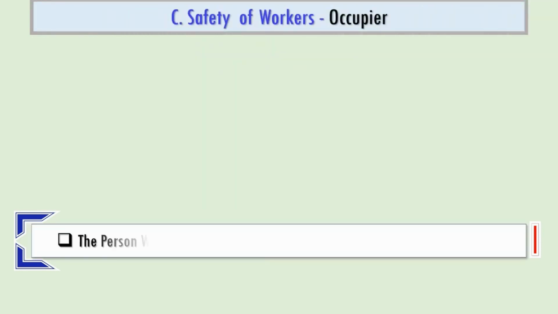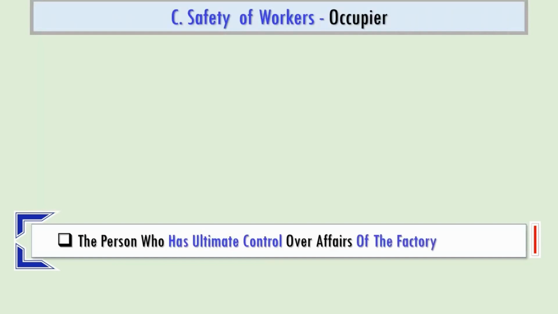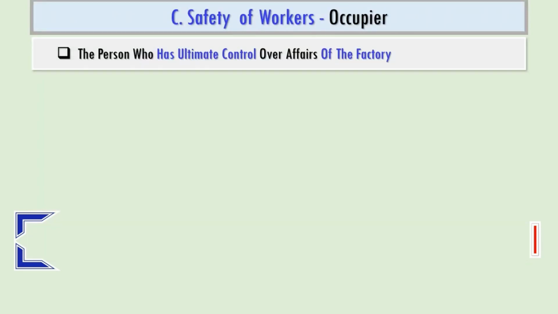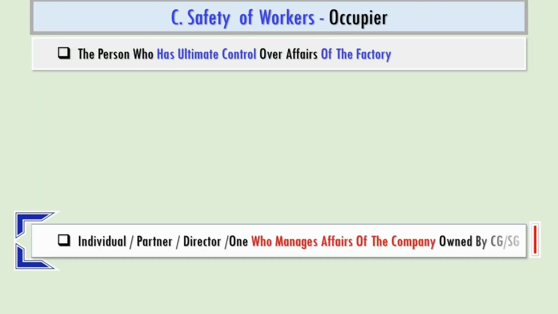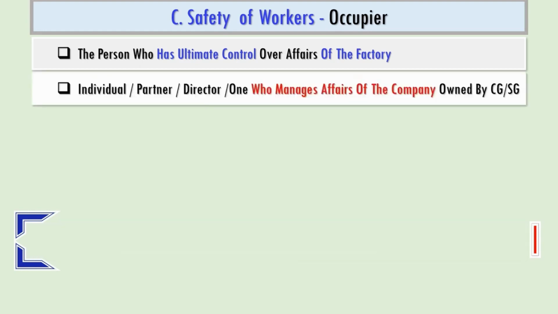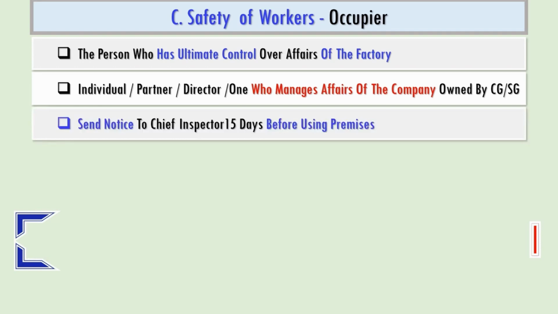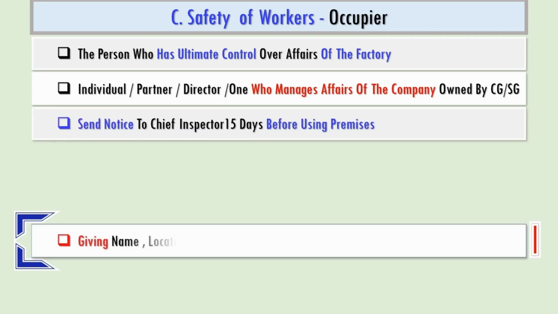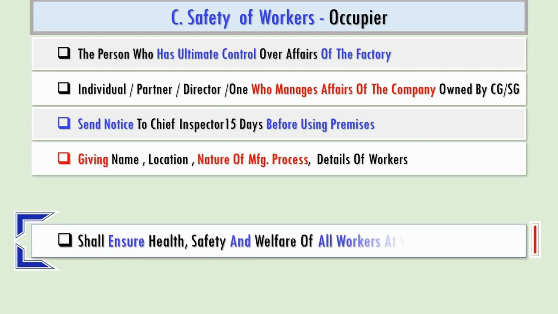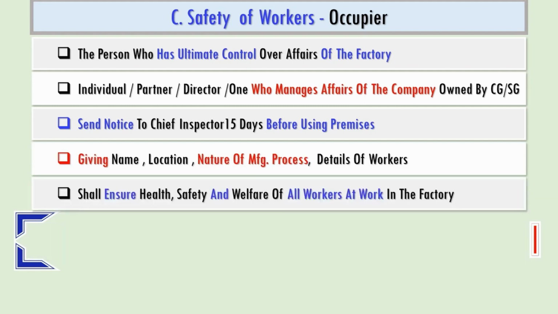The occupier under the Act is one who has the ultimate control over the affairs of the factory. He can be a partner, director or one who manages affairs of the company. He needs to send to the Chief Inspector a notice before using any premises with the details of the location, nature of manufacturing process, and details of workers, and he shall ensure health, safety and welfare of every worker in the factory.